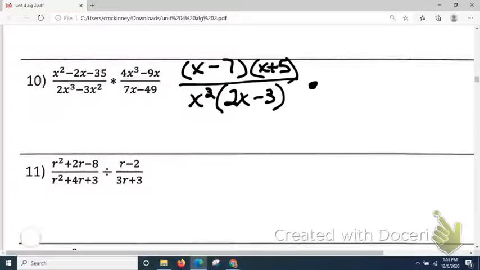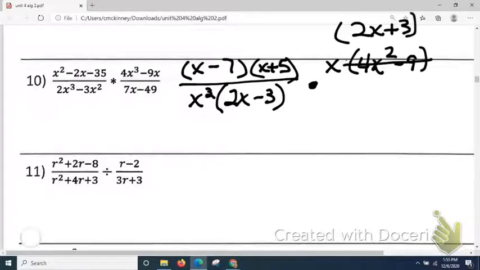And then my other fraction, the 4x cubed minus 9x, well, that has an x, and then it would be 4x squared minus 9. Ooh, but that's a difference of squares. So this is going to factor again to be 2x plus 3, 2x minus 3. Now, I'm not real big on rewriting my whole problem again. I'm just going to trade that stuff for what I wrote above.